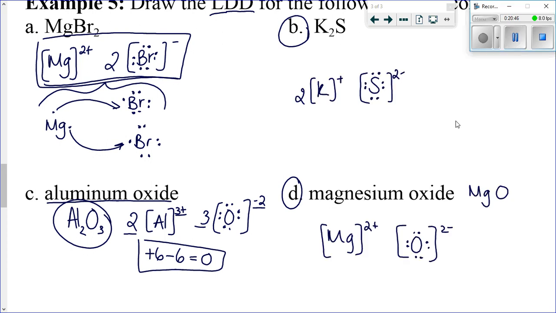Okay, there are the answers for B and D. Okay, please make sure that you have the coefficients in front, and make sure that your chemical formula for magnesium oxide is correct.